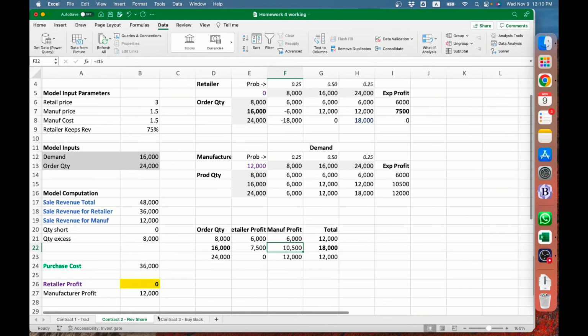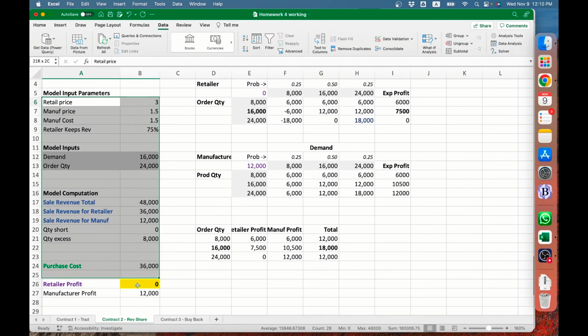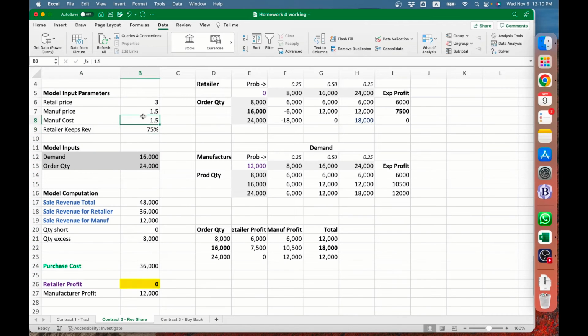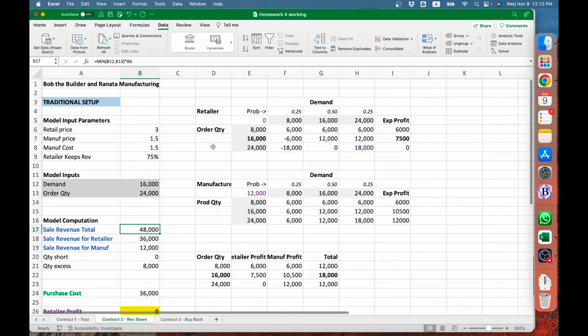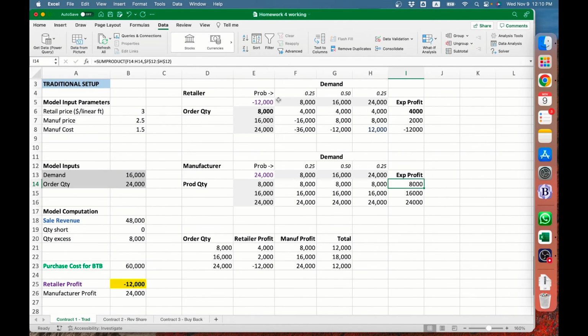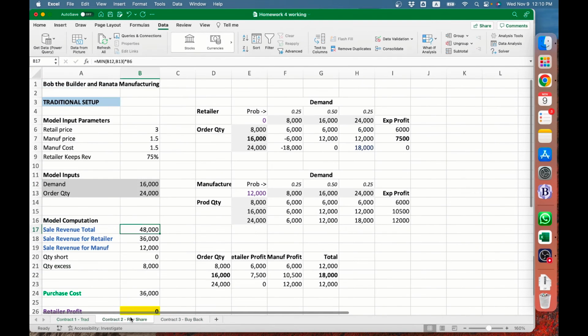It does not mean that these two contracts are always superior. It depends on these numbers, all of these numbers, the costs and the prices and the demand distribution. So you have to do this analysis. Sometimes the traditional contract will turn out to be the best, right? It's not a given that the other contracts are always better. The other thing to keep in mind is the other contracts have additional costs which you have not factored in.